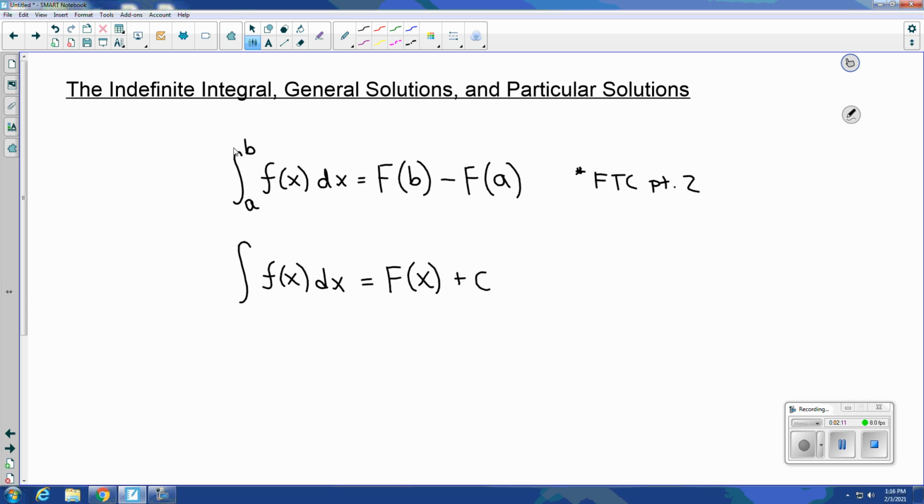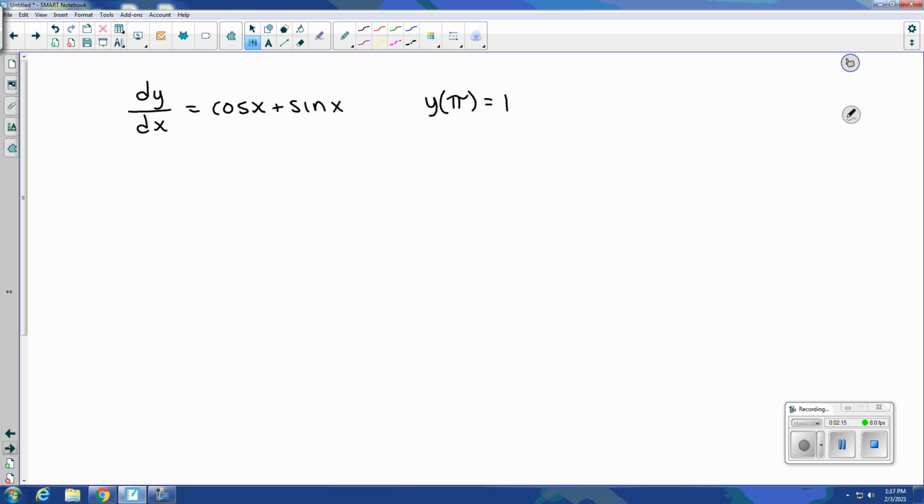Now, where does this come into play with the indefinite integral? One of the common cases is what we call general solutions and particular solutions. First, we'll talk about what the general solution is and how that relates to the particular solution, and what types of problems you would be working with where that comes into play. So here's an example. We have a derivative of some function y that equals cosine x plus sine x. We also know that when we evaluate that function y at pi, we get 1.